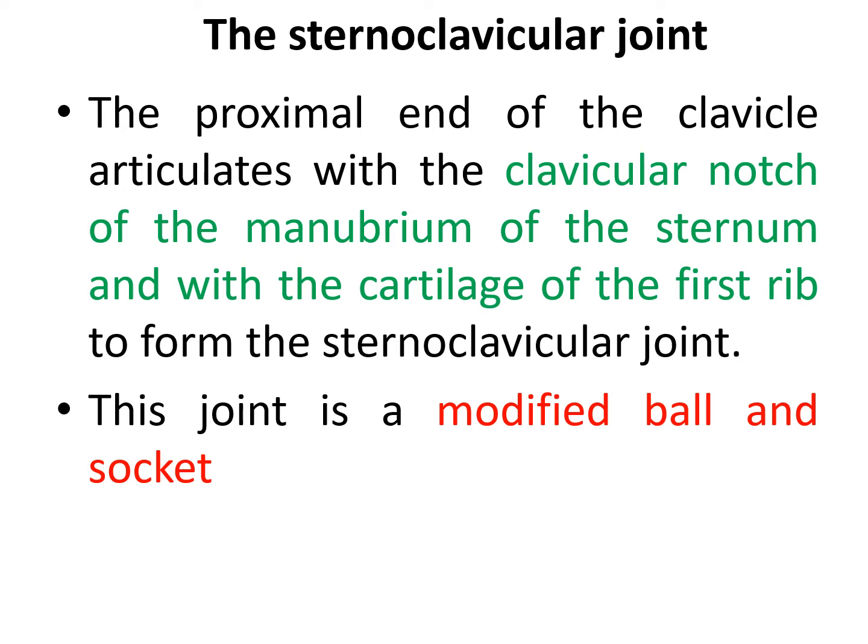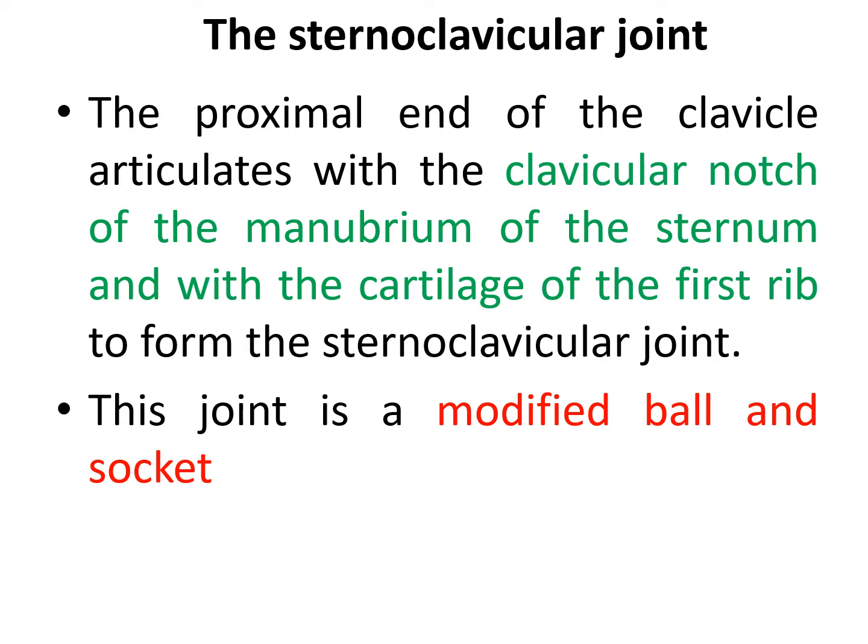So the first one is the sternoclavicular joint. The proximal end of the clavicle articulates with the clavicular notch of the manubrium of sternum and with the cartilage of the first rib to form the sternoclavicular joint. This joint provides the major axis of rotation for movements of the clavicle and the scapula.